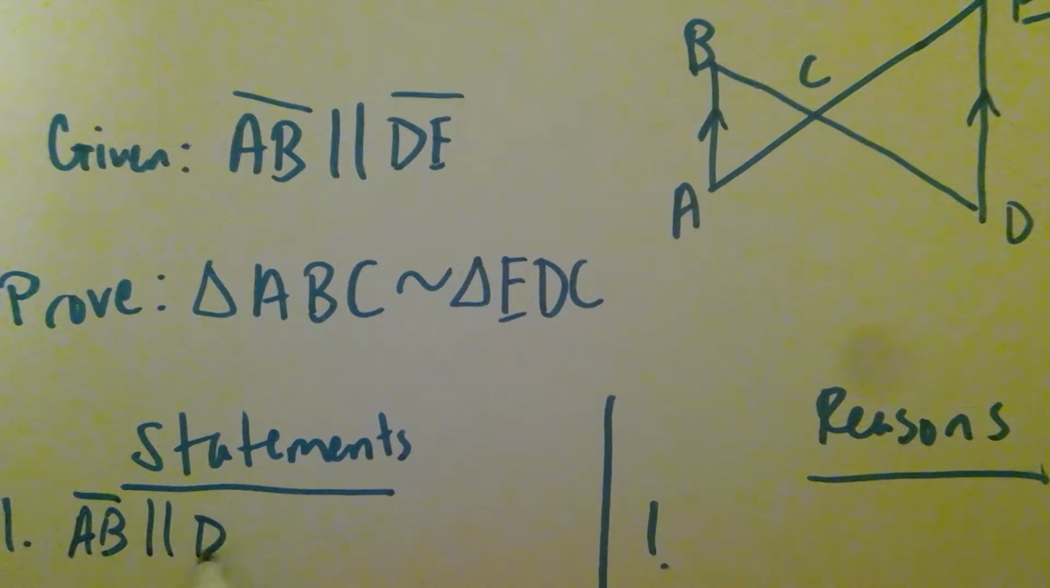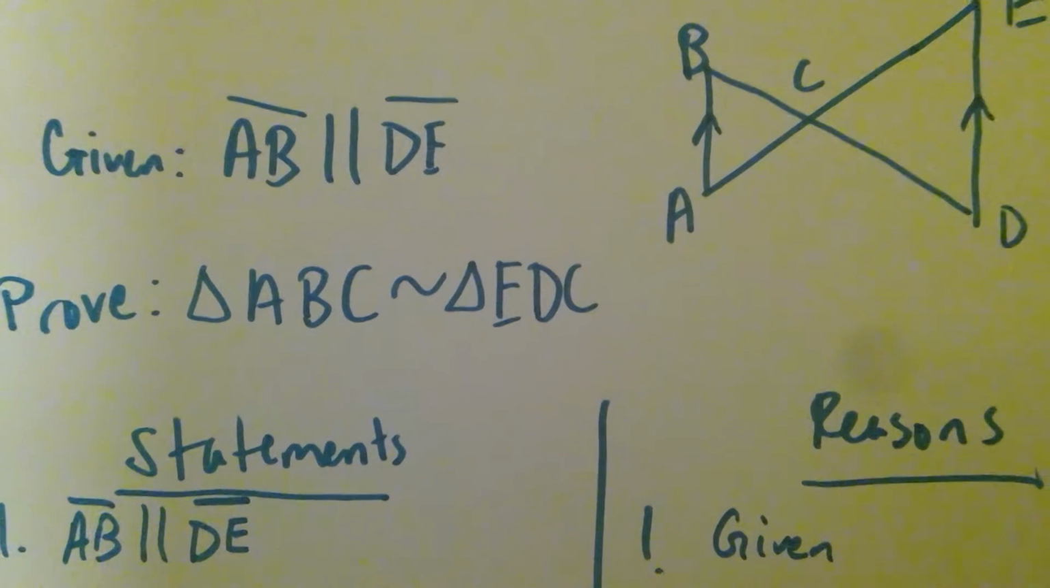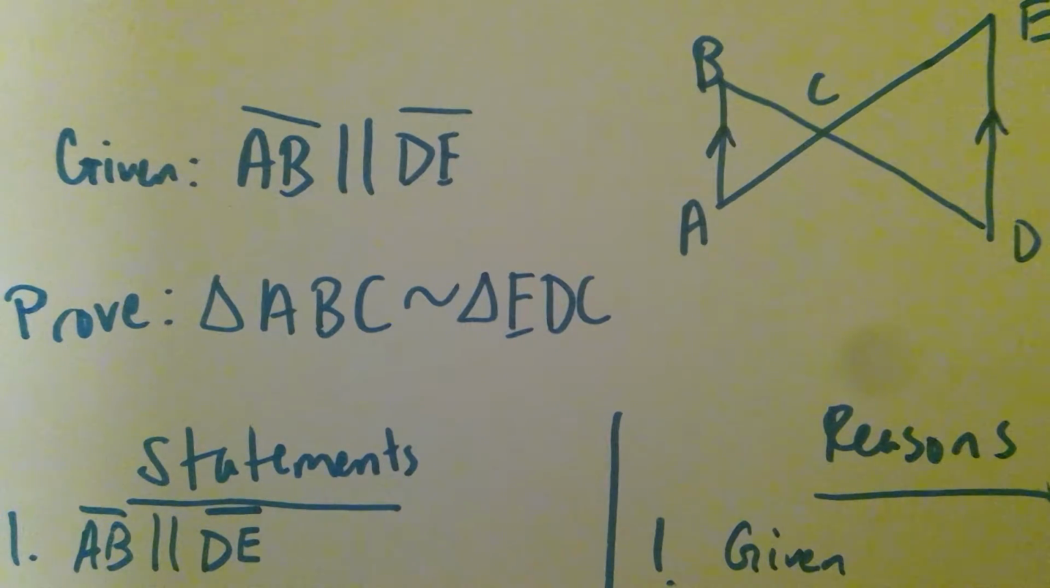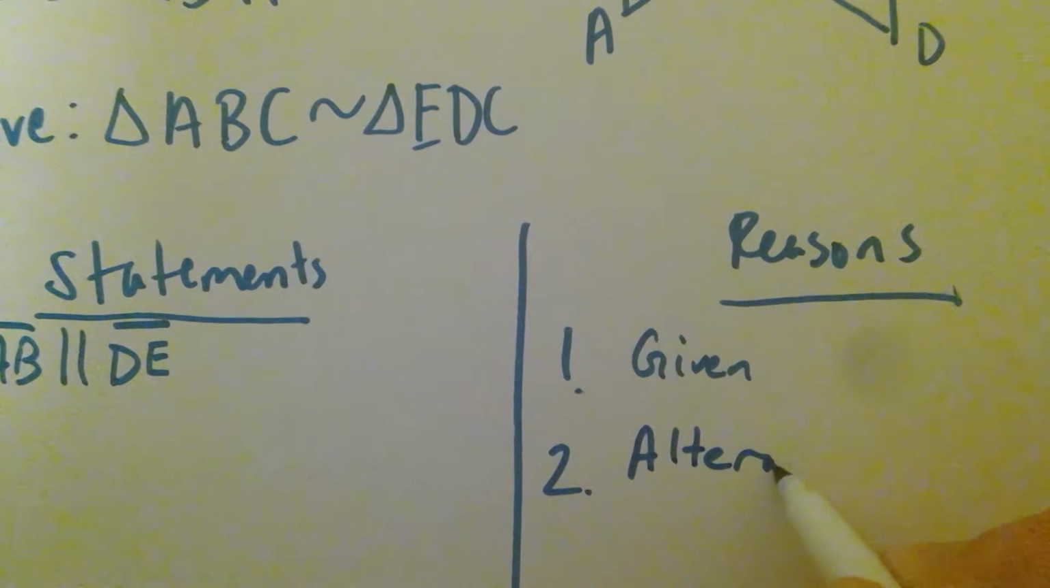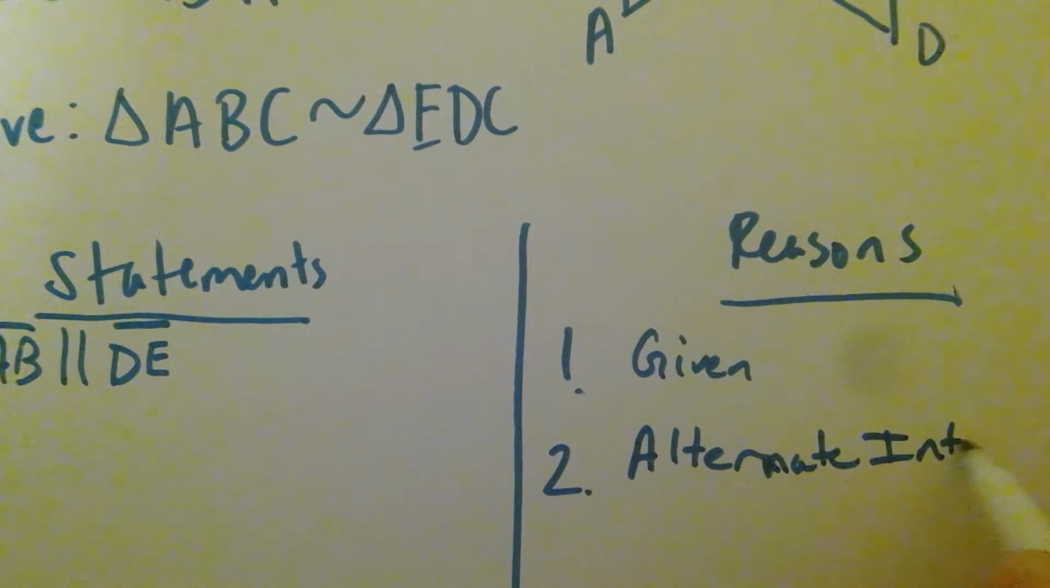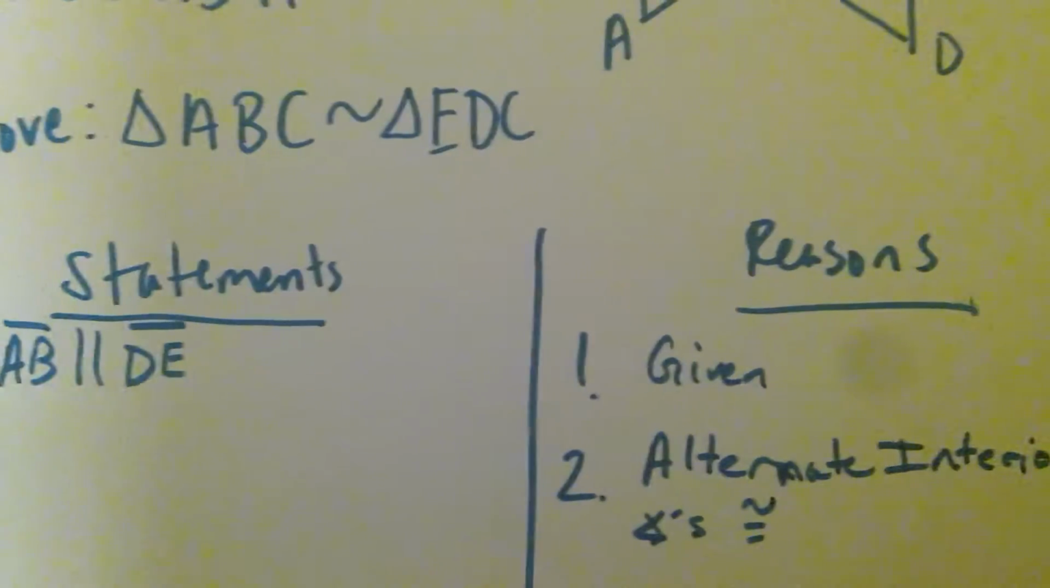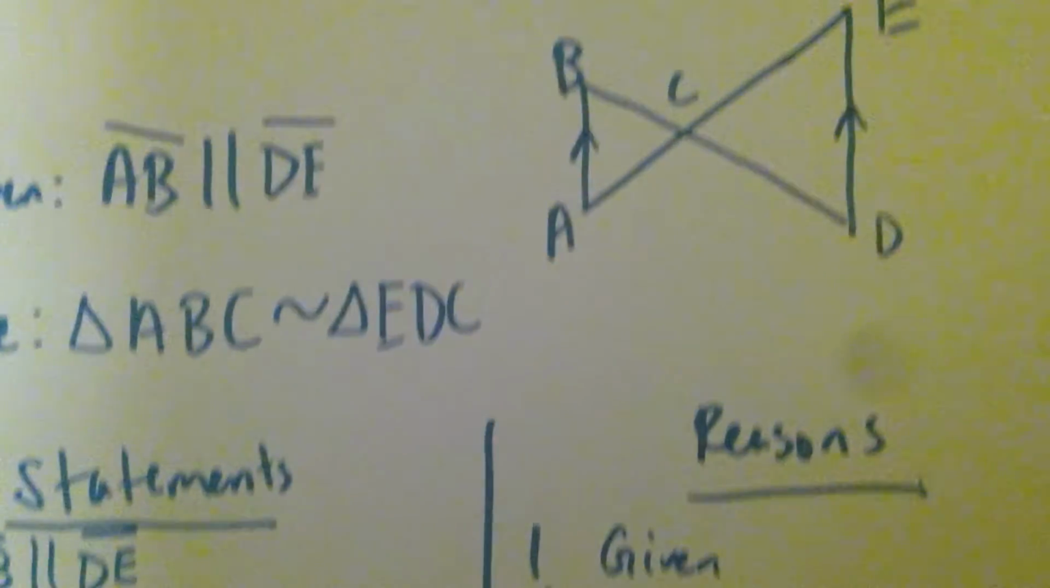AB is parallel to DE, and our reason is given. Always a good place to start. Get that first one out of the way. Let's see. We've got parallel lines, and we've got angles inside the parallel lines. Here are our parallel lines, and a line crossing through. We've got angles inside those parallel lines on opposite sides of the transversal. So those will be, I'm going to put our reason down here first, alternate interior angles are congruent. Now let's go ahead and find those on our diagram.